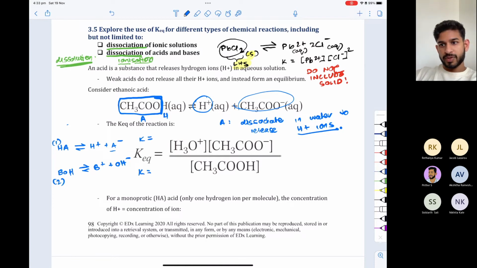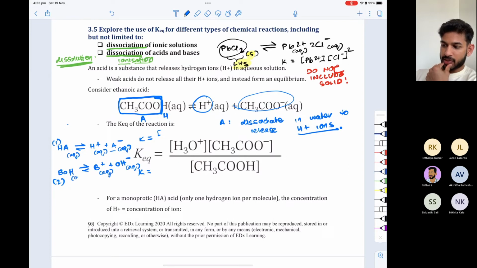Is it only Jacob that's got an answer? Nikita, what's your K value for equation 1 and what's your K value for equation 2? Is it A minus and then H plus? Okay, I think what's made it hard for you guys is I haven't given you the states, which I apologize for, but you should generally know that all acids and bases dissolve in water, so they're all aqueous. Okay, so keep going, Nikita.